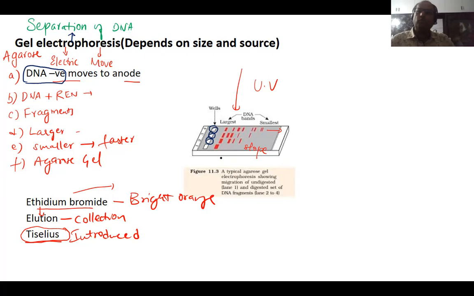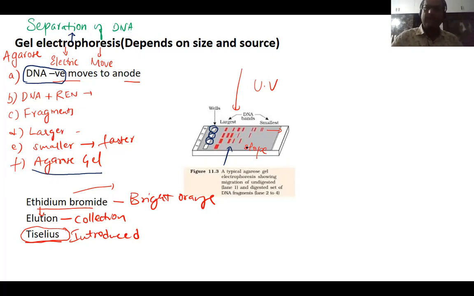Now, for the movement, what we can add onto the slope is agarose gel. If agarose gel is added, the fragments will move faster. Agarose is obtained from agar, which comes from Gelidium, a red algae. From that we are able to obtain it.